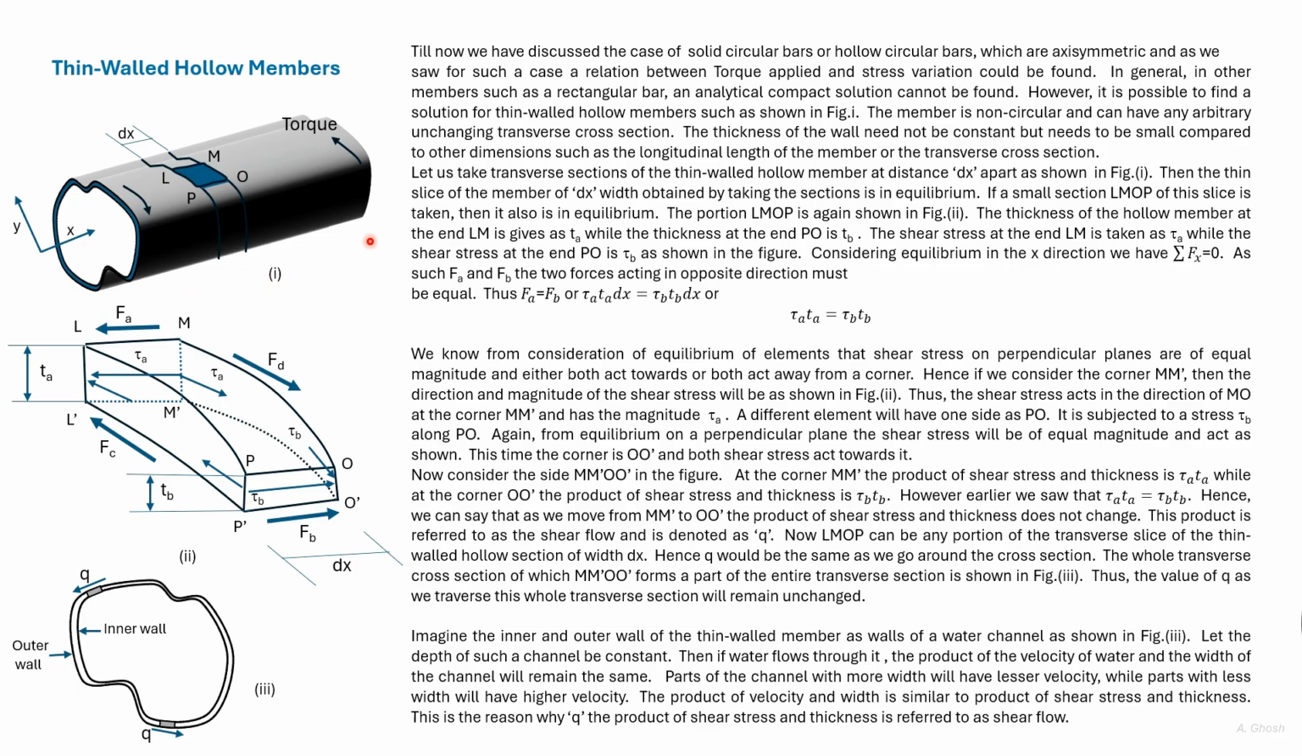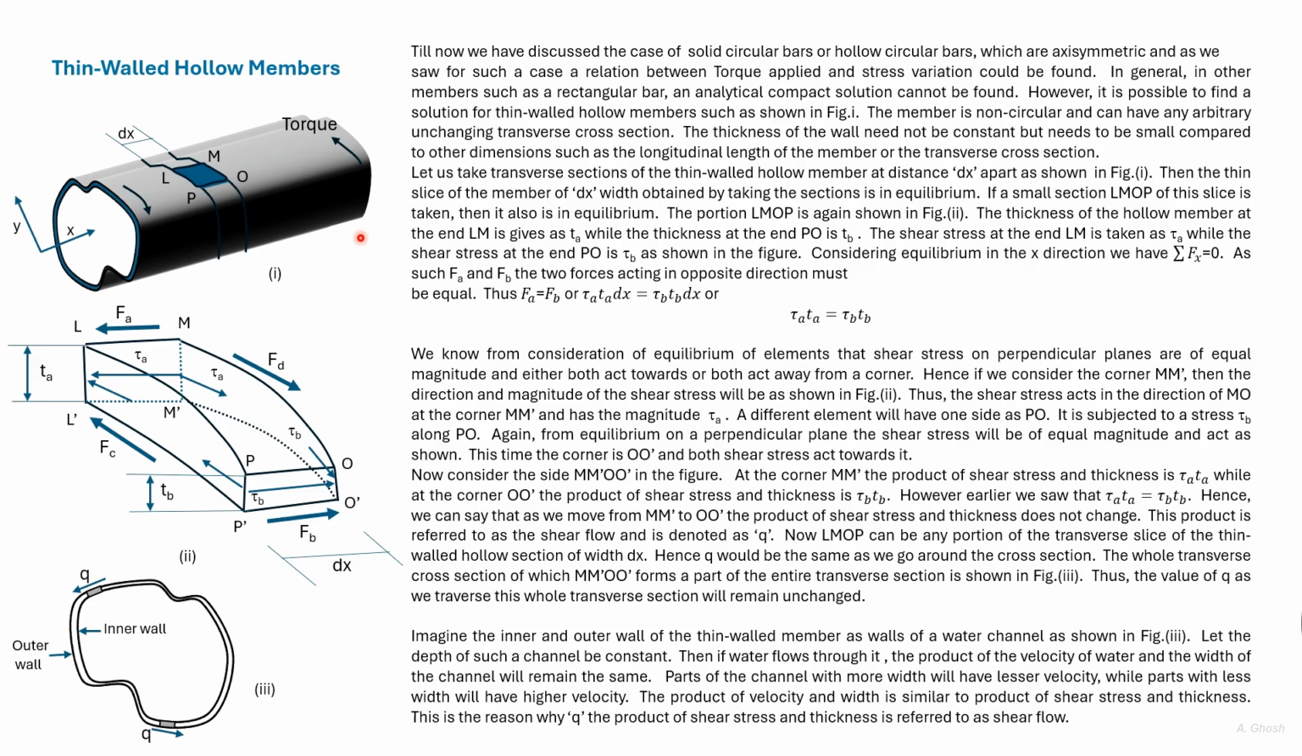So this is the member. Cross-section can be any arbitrary cross-section. Also, the thickness of the thin wall can vary. However, the thickness of that wall has to be quite small compared to the cross-section and also to the length of the member. Here we consider a torque acting on the right end and a reactive torque on the left end.